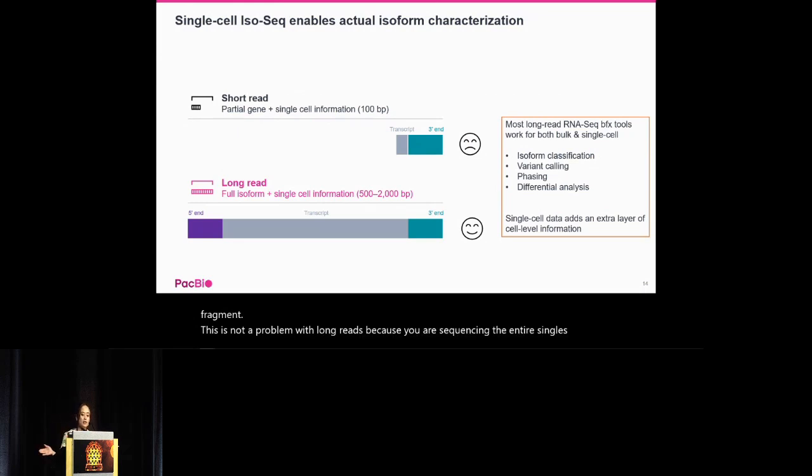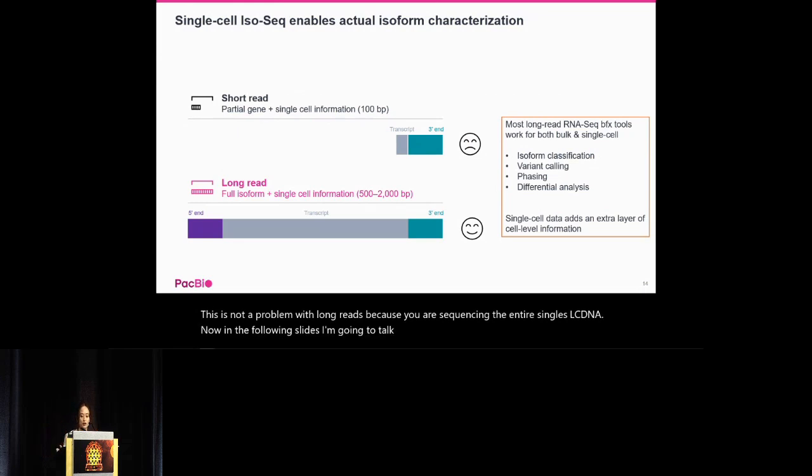Now, in the following slides, I'm going to talk about the bioinformatics tools. You'll notice that most of them seem to focus on bulk RNA sequencing. It's not necessarily true. It's because of the following problems: classification, variant calling, phasing, and differential analysis. Once you solve them in the bulk space, I believe most of these tools translate quite well to the single-cell space.